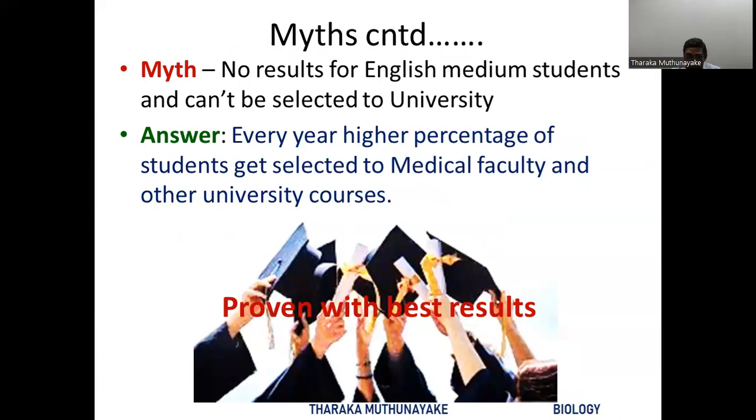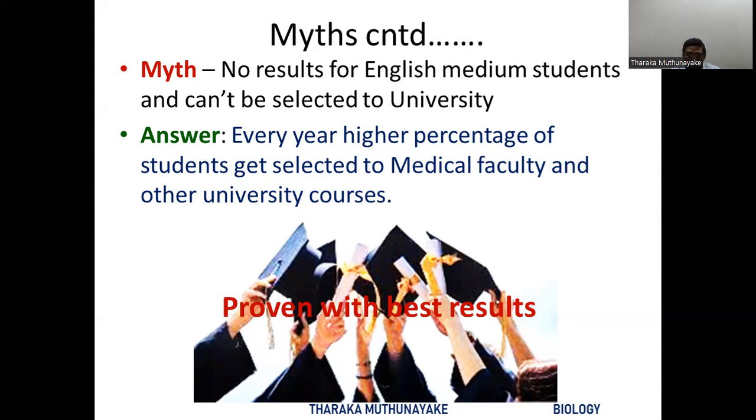Then another, the most common myth, is that there are no results for English medium students and they can't be selected to university, medical faculty or other university courses. Actually, this is the biggest myth they have. Every year, a higher percentage of students get selected to medical faculty and other university courses. Clear? Actually, this is proven with the best results. Higher percentage means that normally fewer students follow English medium in advanced level education, mainly in the science stream, compared to Sinhala medium students.